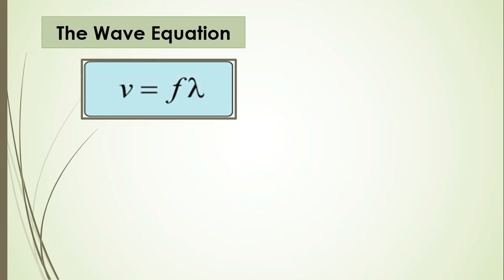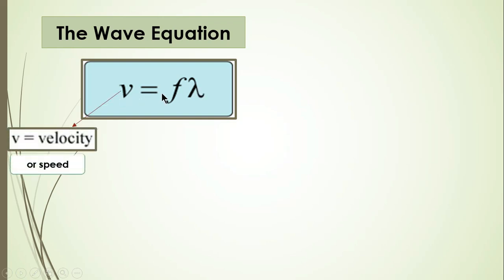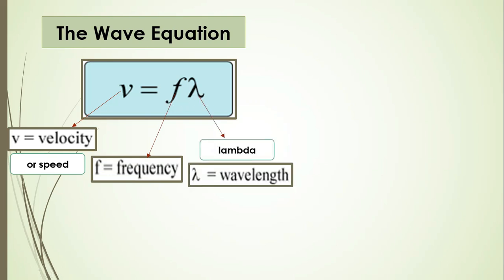Let us now proceed with the wave equation. Generally, a wave has this equation. v is equal to f times lambda. v here stands for velocity or speed. f here stands for frequency. Then the lambda here stands for wavelength.